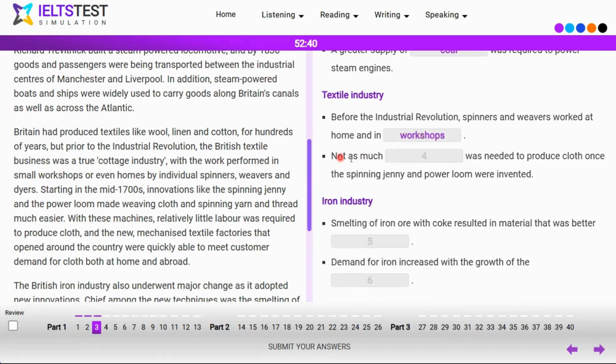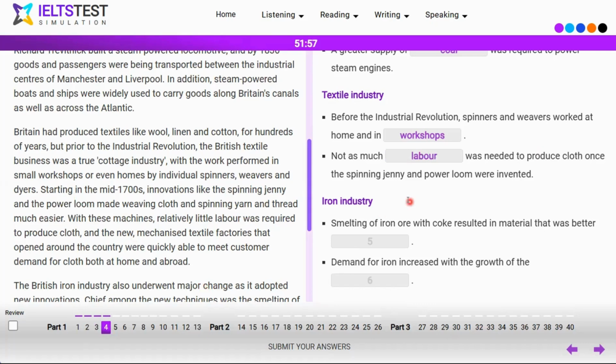Then next question, not as much dash was needed to produce cloth once the spinning jenny and power loom were invented. So spinning jenny and power loom are my keywords here. I can see spinning jenny here. Starting in the mid-1700s, innovations like the spinning jenny and the power loom made weaving cloth and spinning yarn and thread much easier. With these machines, what are they referring to as these machines? They are referring to spinning jenny and power loom. Those are the two machines they are referring to. With these machines, relatively little labor, not much labor, that's it, L-A-B-O-U-R, not much labor, that's going to be our answer, was required.